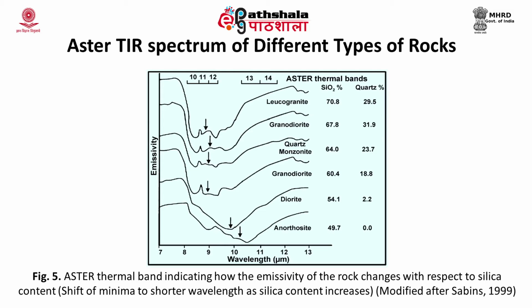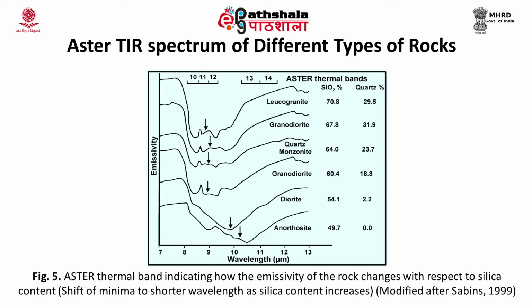These different rocks are plotted against emissivity. In the thermal infrared region we use the terminology emissivity, and for the lower wavelength region we use reflectance. Here you can see in the 10 to 12 band and in the 13 to 14 band how these different rock types are showing different kinds of spectra.